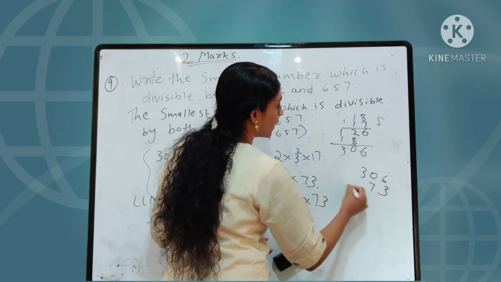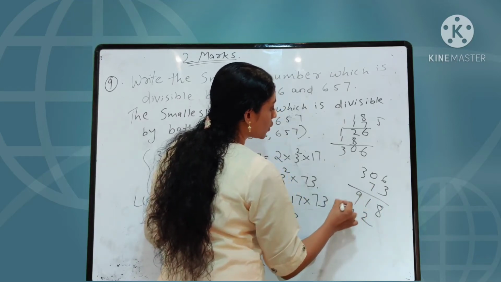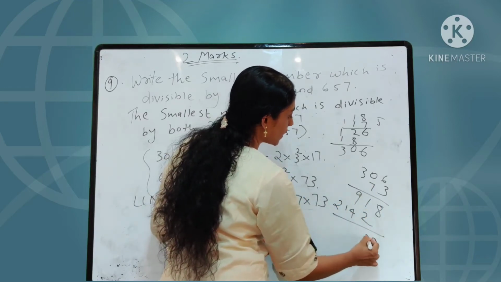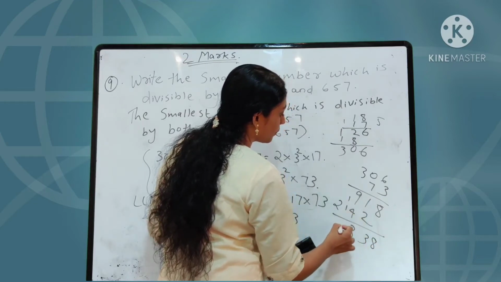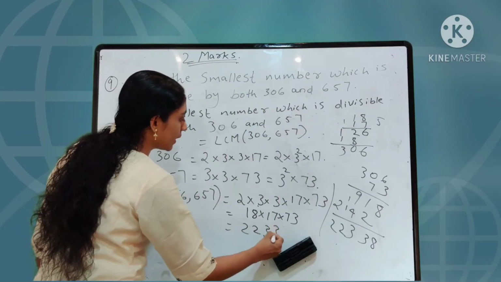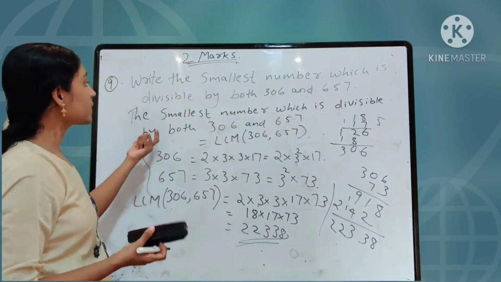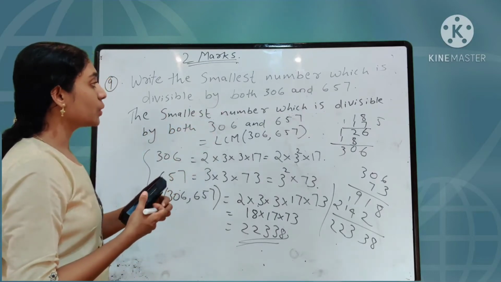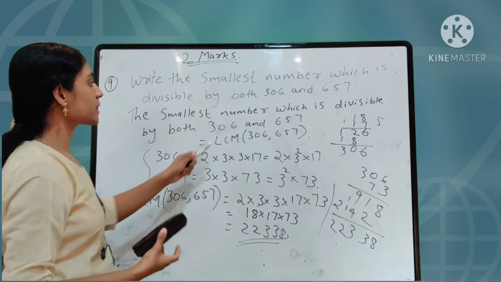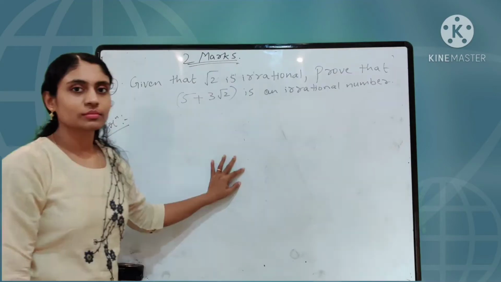306 into 73, 18, 1, 9, 42, 4, 21, right? So 8, 3, 3, 2, 2. So the answer is 2, 2, 3, 3, 8. So you have to write in the last step: therefore the smallest number which is divisible by both 306 and 657 is equal to 2, 2, 3, 3, 8.